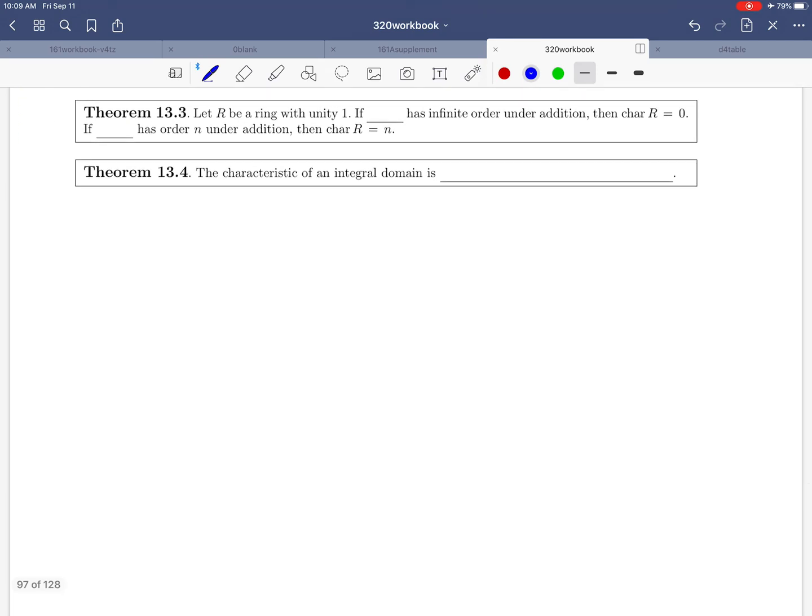Starting with Theorem 13.3, and this is again page 97 that we're looking at. Let R be a ring with unity 1. If 1 has infinite order under addition, then the characteristic of R is going to be 0. That's the behavior that we saw in the ring Z. And if, on the other hand, 1 has finite order n under addition, then that's going to be the characteristic of our ring. That's the behavior that we saw in the other rings. Then Theorem 13.4 tells us, that was the observation that we made in exercise 4, that the characteristic of an integral domain is always either 0 or a prime.